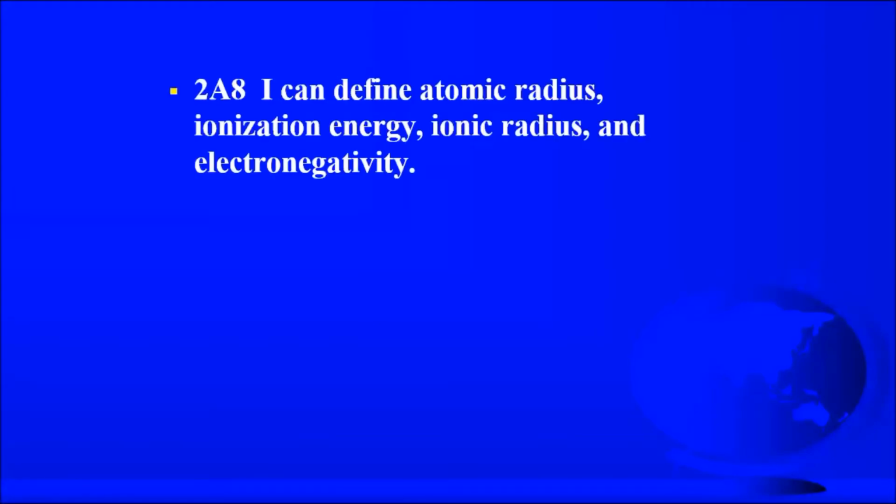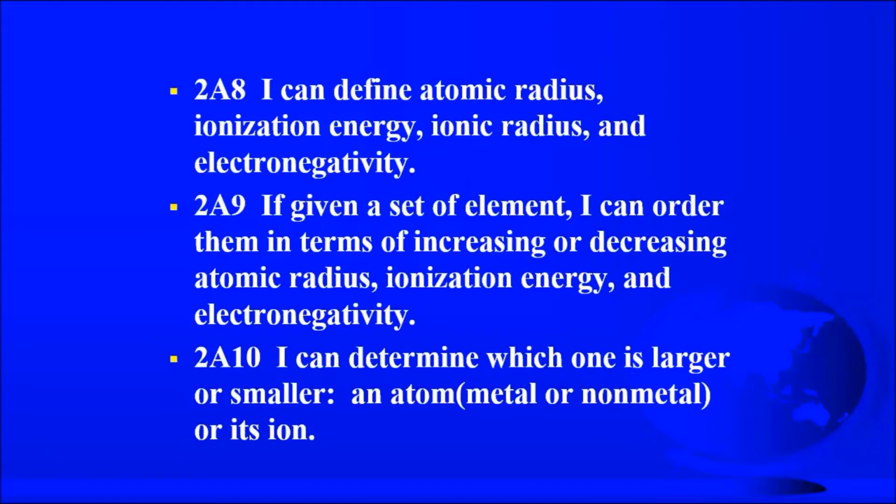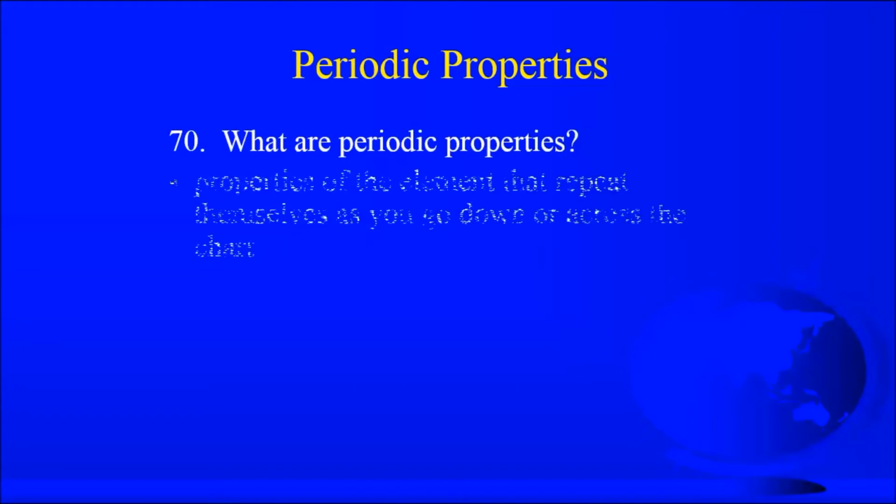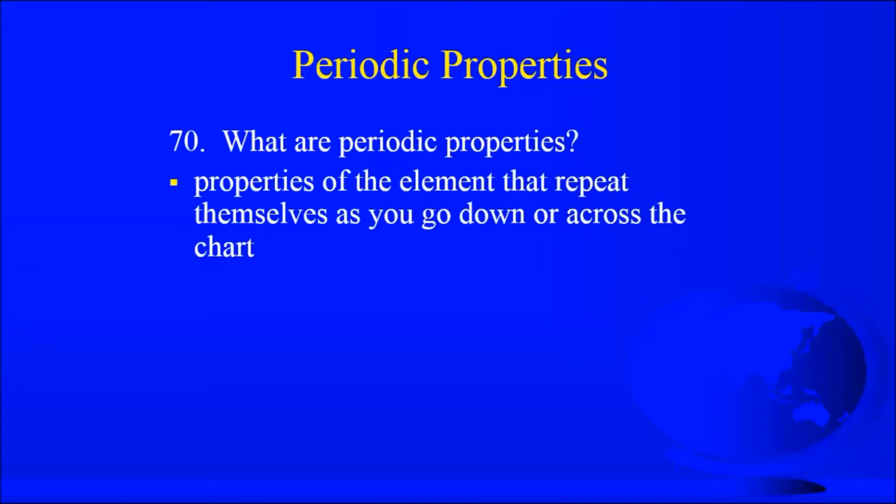All right, so what we're going to focus in on today are what we call periodic properties. These are the properties of elements, and this has everything to do with electron configuration. The property of elements that repeat themselves as we go up and down the periodic table. So what are periodic properties? Periodic properties are properties of elements that repeat themselves as you go down or across the periodic chart.